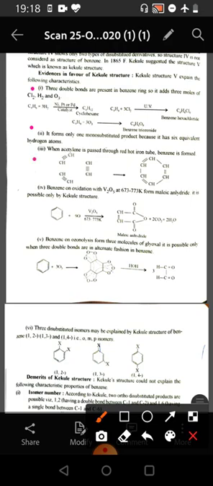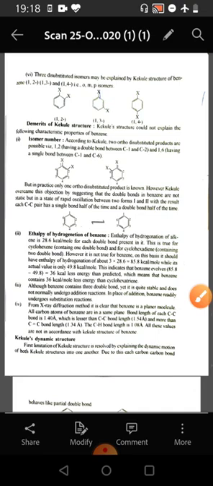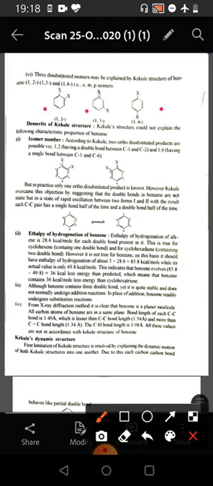When acetylene is passed through a red hot iron tube, benzene is formed, proving that it has alternate single and double bonds. Benzene on oxidation with V2O5 at 673 to 773 Kelvin forms maleic anhydride. It is possible only by the Kekule structure. Fifth, benzene on ozonolysis forms 3 molecules of glyoxal. It is possible only when 3 double bonds are present in alternate fashion in benzene. 3 disubstituted isomers may be explained by the Kekule structure of benzene: 1,2, 1,3 and 1,4. Now we come to the demerits of the Kekule structure.